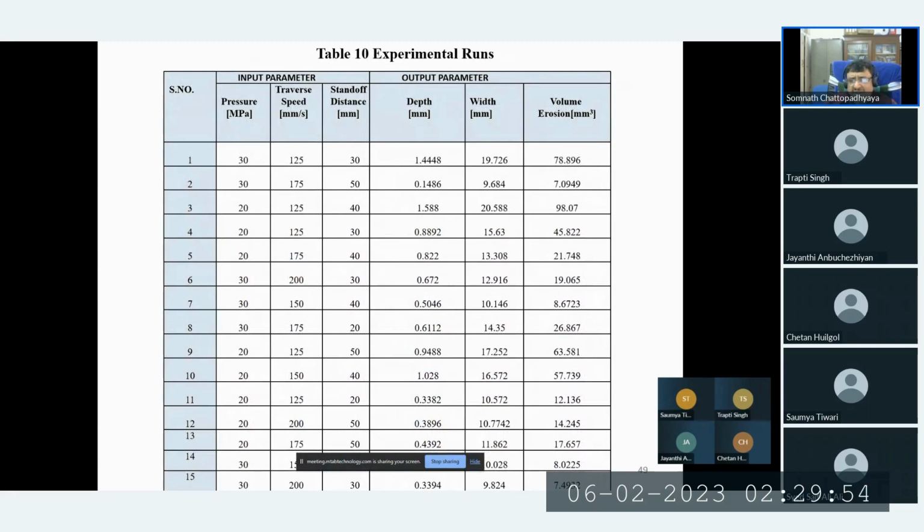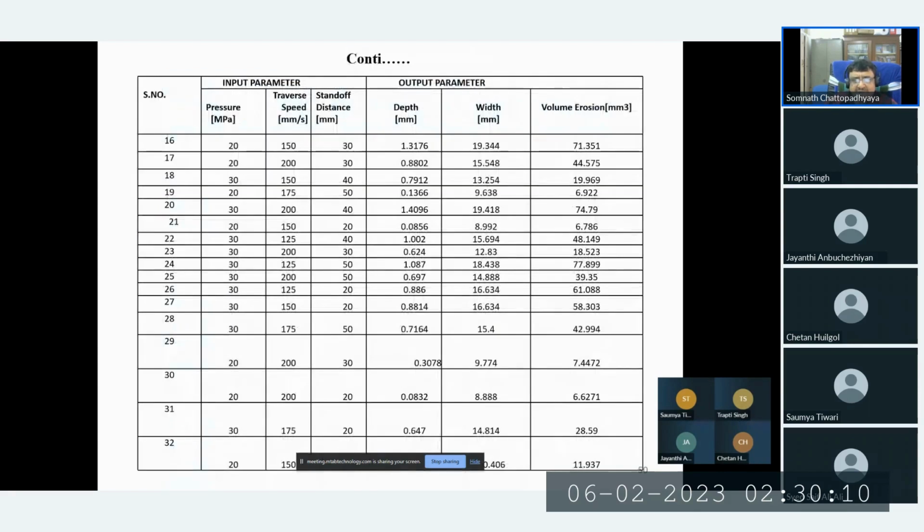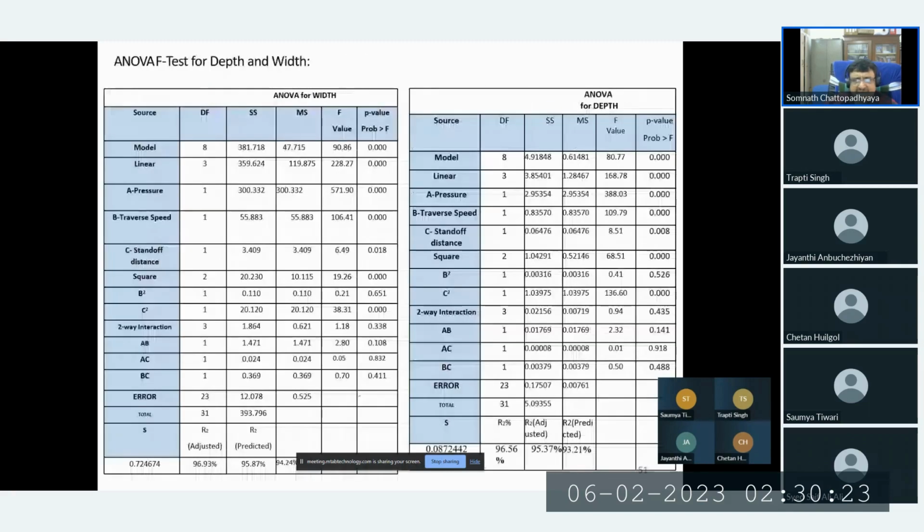So they are all experimental results along with meticulous observations of all those widths, and sometimes machines can also optically observe these kinds of dimensions. That is the advantage of using very great machines to analyze the results. So the input parameters and the output parameters are determined on the basis of how much volume erosion is coming, and according to that we are finding out what the possible results are.